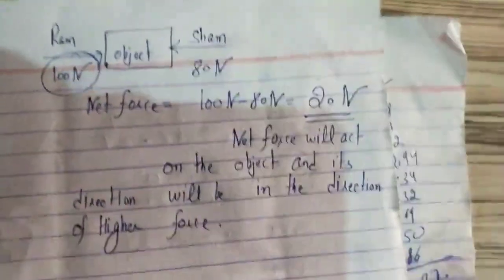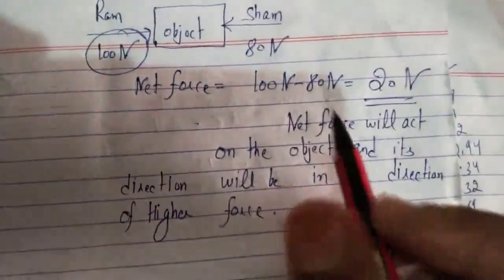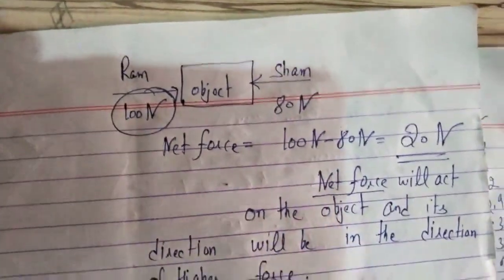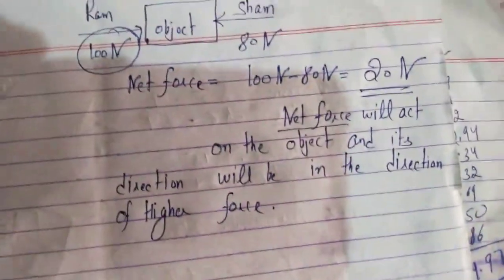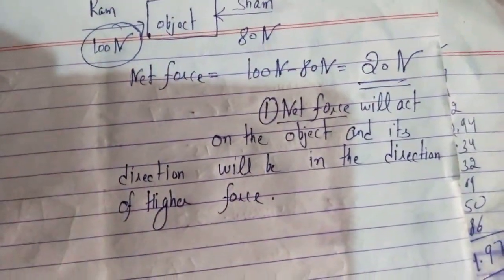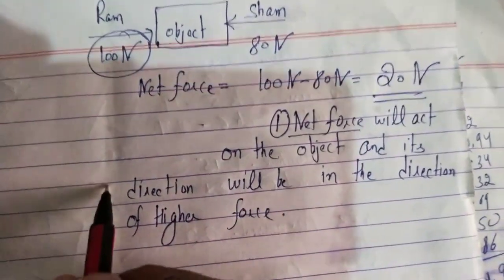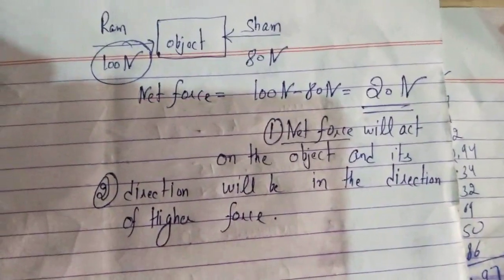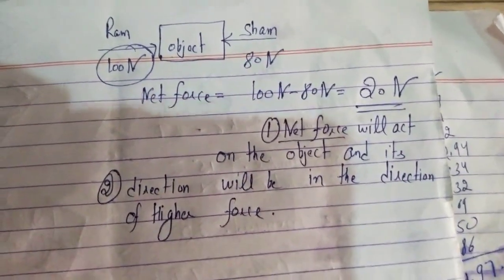You have to keep two things in mind. First thing is that when two or more forces are acting on an object, the net force will act on the object. This is the first point you have to remember. And the second point you have to remember, the direction of net force will be in the direction of higher force. These two points you have to remember.